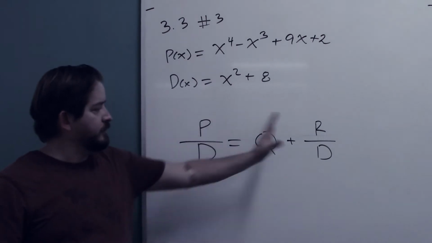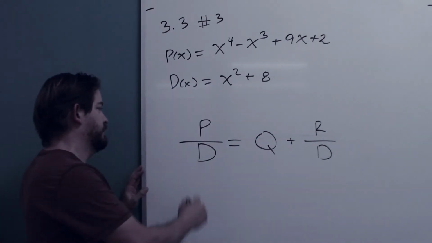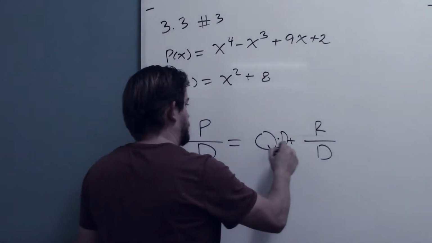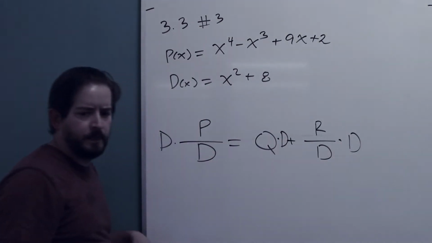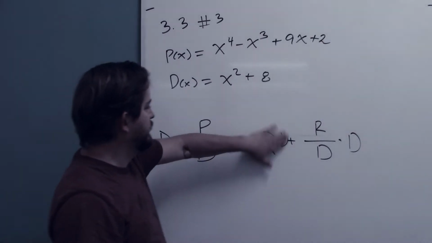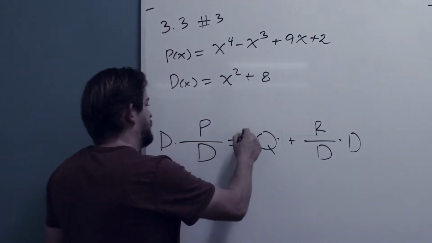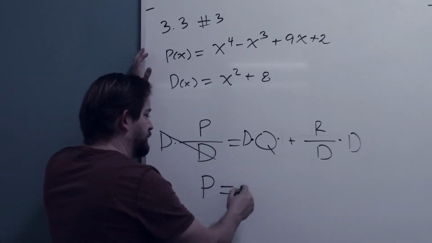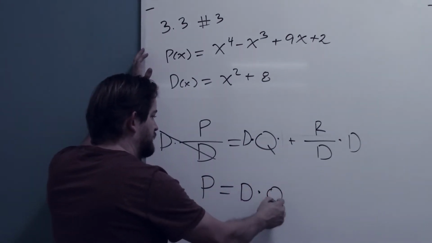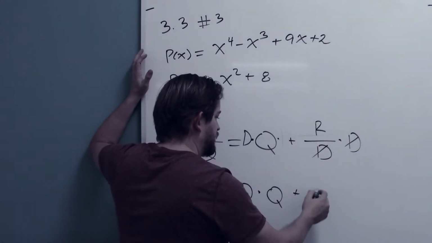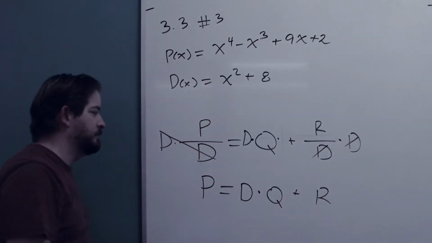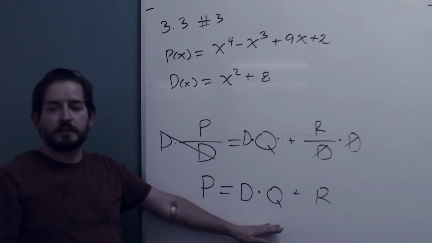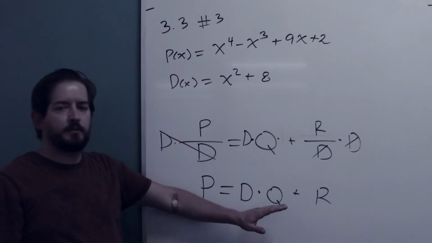But if I multiply everything in this equation by D, the D's cancel out on the left, and I can then say my polynomial is just the divisor multiplied by the quotient, and then the D's cancel out here, plus some remainder, right? And this is how they want you to put your answers, and this is, I think, where most of the confusion is coming from, because we're typing all of this into a system.